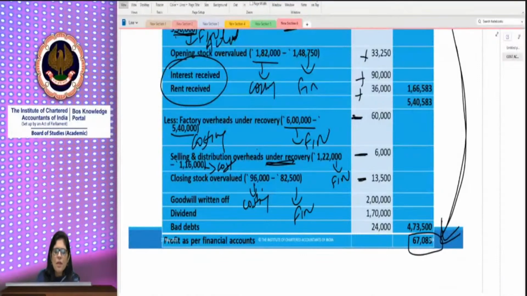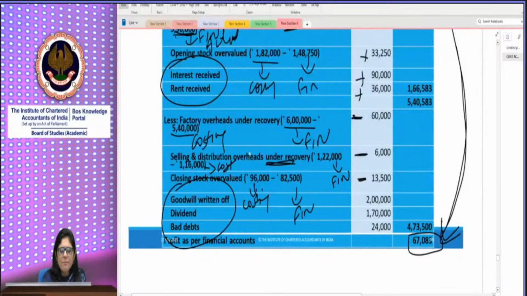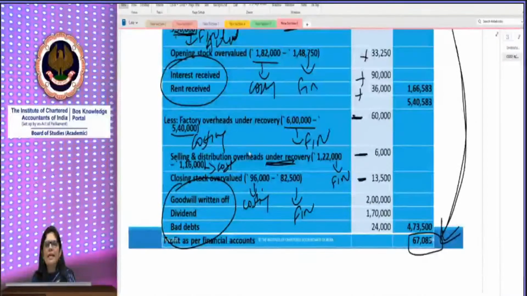Reduce it. Goodwill, dividend and bad debts. We do not take these in costing, now charge them. I'm repeating: goodwill, dividend and bad debts are items of the financial account. We have not charged them in costing, but we have charged them in financial. Now you have to reduce your profit to match it to financial. So all the three you have to subtract. Clear? So these are the 5 items.